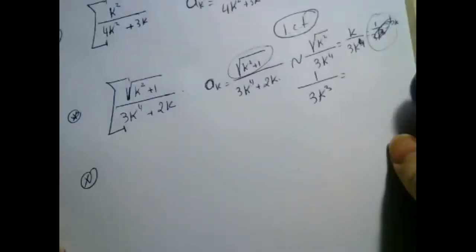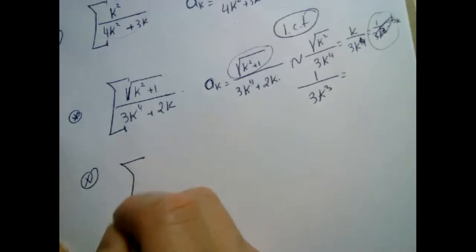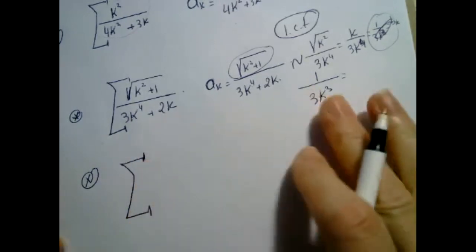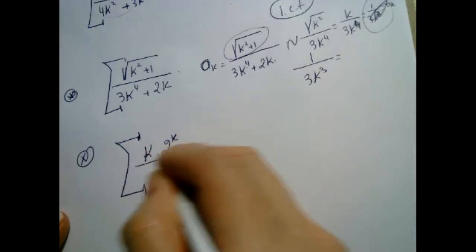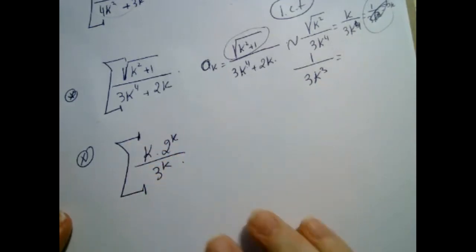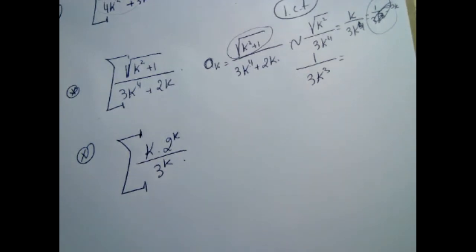So another example. Sigma k, 2 to the k over 3 to the k. Which series shall we do? Quickly.